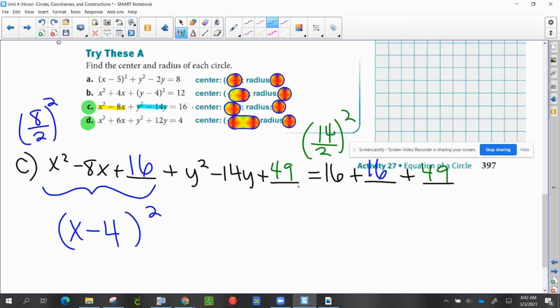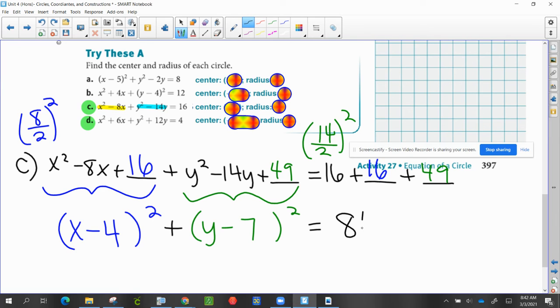All right, second one for my y's, we have y, keep the same sign, so minus. So that's going to be y minus 7 squared, because that's half of 14. Bring down my plus in the middle. And then the only thing we have to clean up now is the right side. So we have 16 plus 16, so that's 32. And then add that to 49, we should get 81 here.